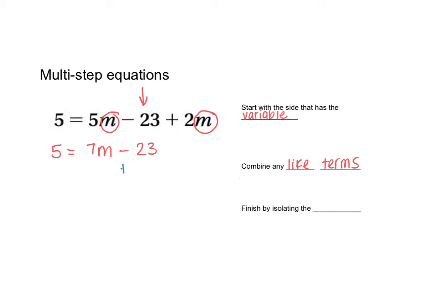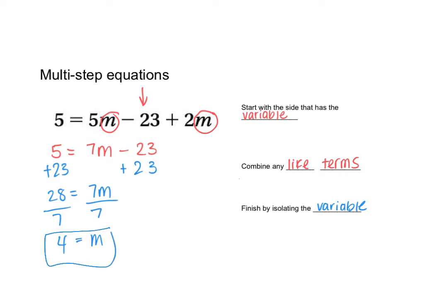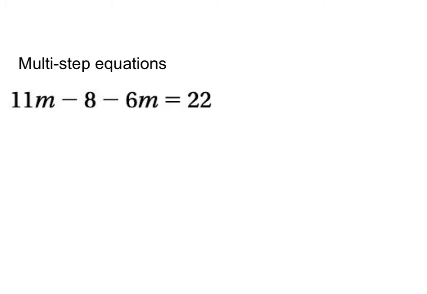Okay, our next step will be to add 23 to both sides, because at this point we are solving for the variable, isolating the variable. All right, so we're adding 23 to both sides. This becomes 28 equals 7m. And from here, all we do is divide by 7 to both sides, and we are left with m equals 4. M equals 4. Okay, next slide.